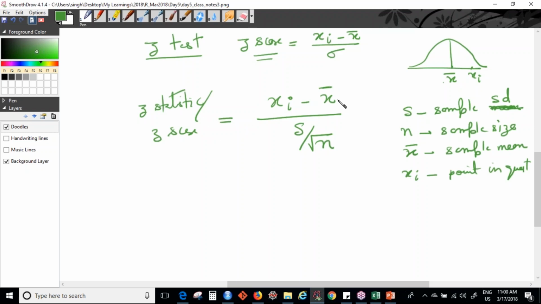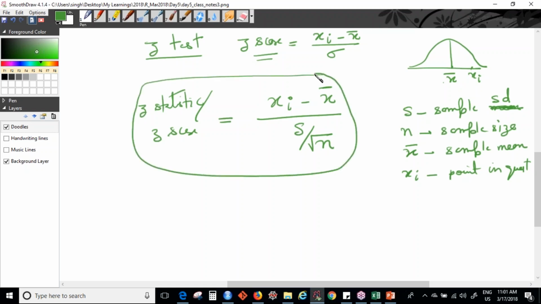In our case, n was 1. That is why we directly wrote this. So this is the formula for z statistic, or z-score you can say. This is nothing but a special case of z-score, where your sample size is 1. So that is why you directly get, this s becomes equal to your this. So this is for the population.